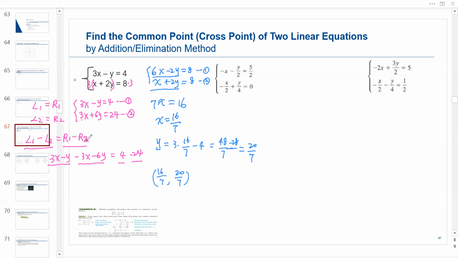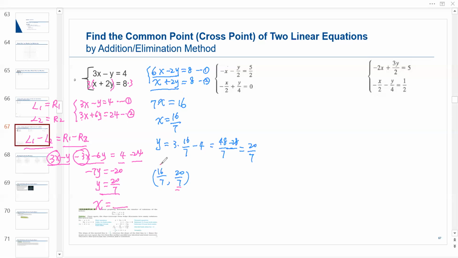Minus y times 2. So x disappears. The objective is to make x gone. So here it becomes negative 7y equals negative 20, so y equals 20 over 7. Right? So they are the same. You can put it back to find the x as well.